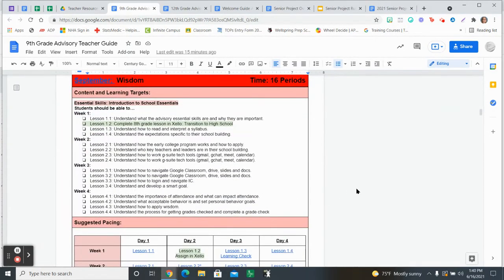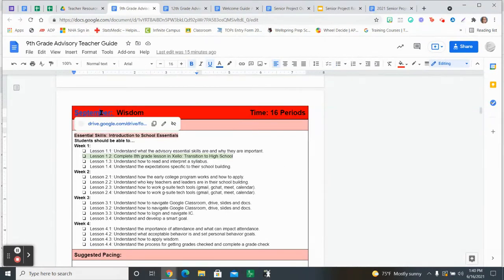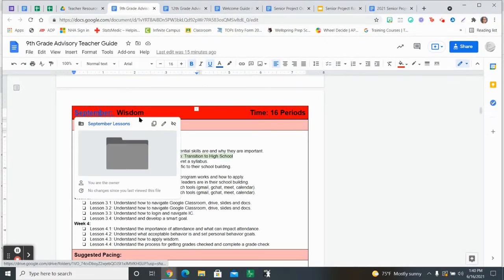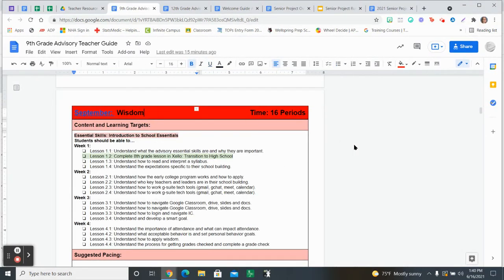So let's look at a typical month. For each month, the corresponding Google Drive folder is linked. The moral focus component is given, and the approximate time period is also given. Each of the guides is broken down into approximately how many weeks there are in that month, and then approximately 4 lessons per month. So lesson 1.1 would correspond to week 1, day 1.